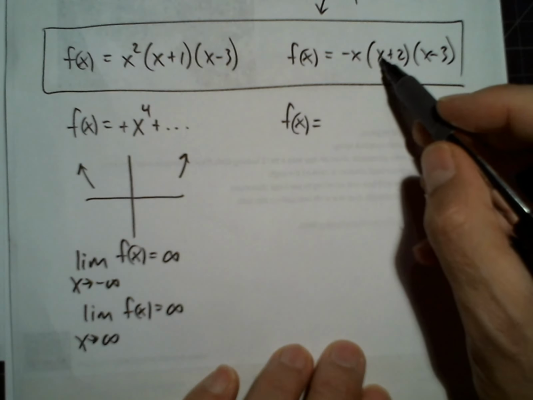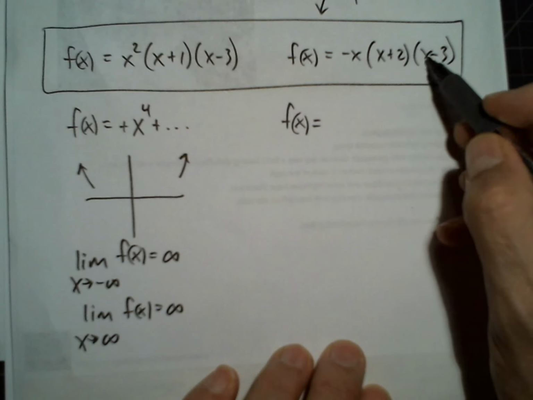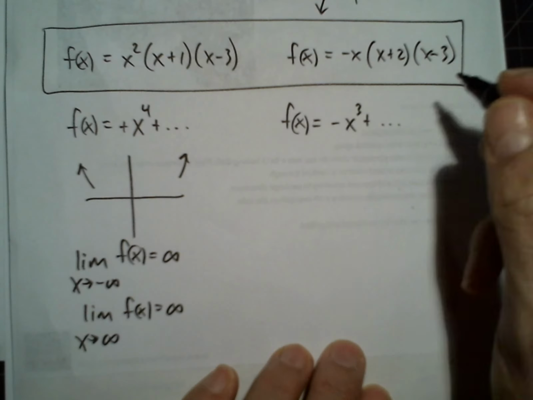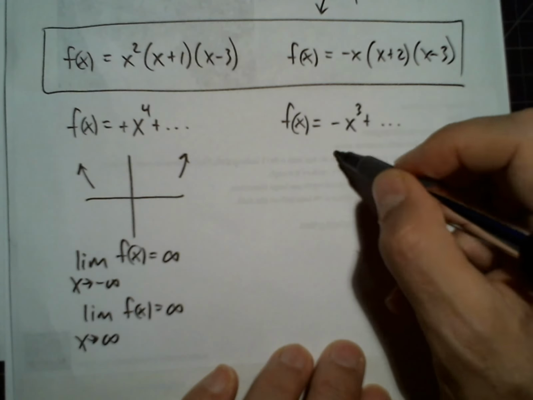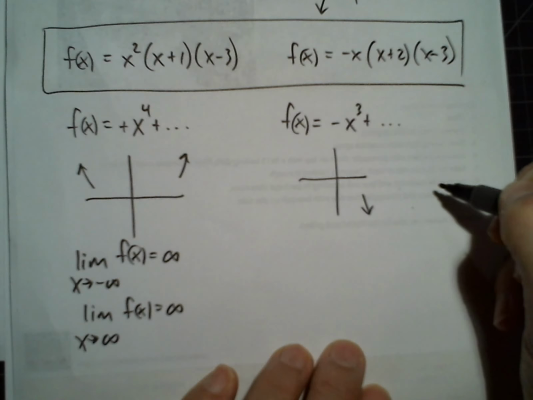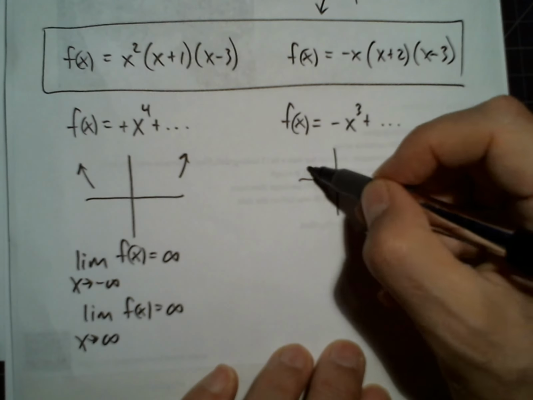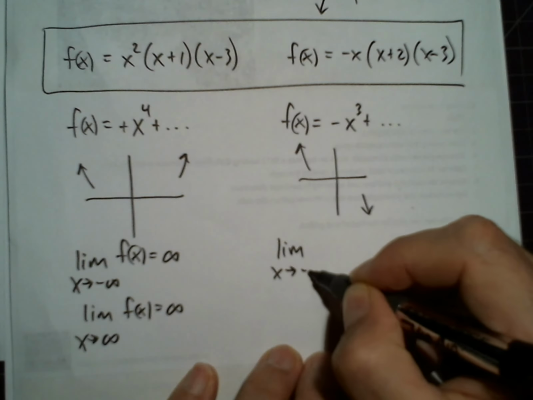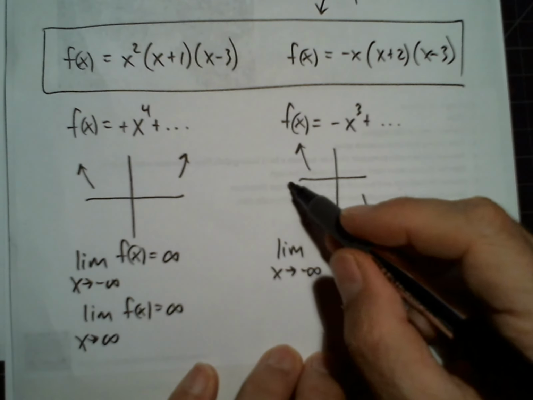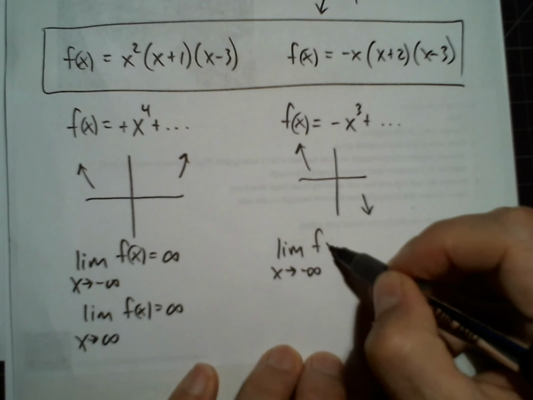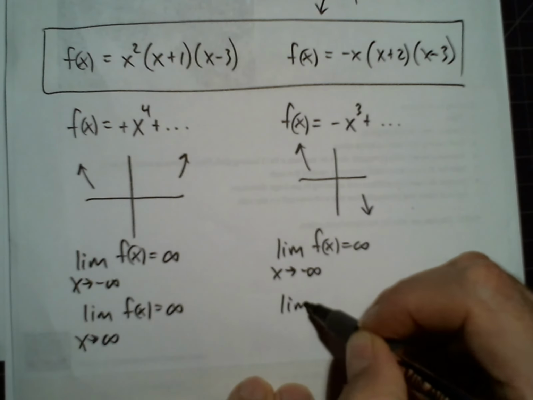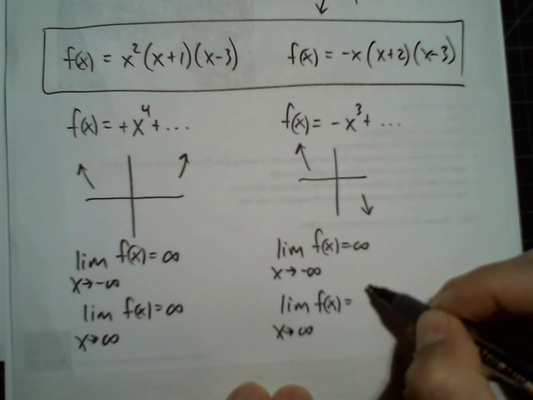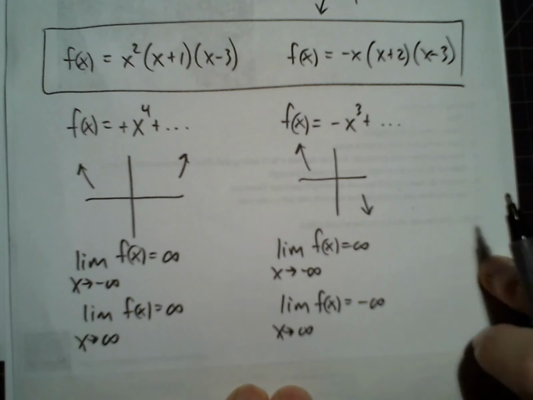Negative x times x, that's negative x squared, times another x is negative x cubed. And we don't care what else there is. We look at the negative, and that tells us to go down to the right, and then odd means opposite direction. The limit as x goes to negative infinity, y goes to positive infinity. As x goes to positive infinity, y goes to negative infinity.